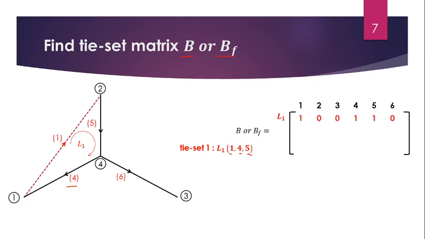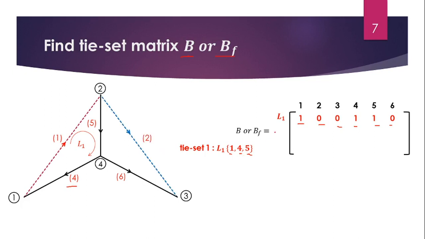So we are getting L1. Branch 1 is part of the loop and has the same direction, so the matrix element is 1. Branch 2 is not part of loop L1, 0. Branch 3 is 0. Branch 4 same direction. Branch 5 same direction, so it is 1. Branch 6 is 0. In the same way, how can we find loop 2?